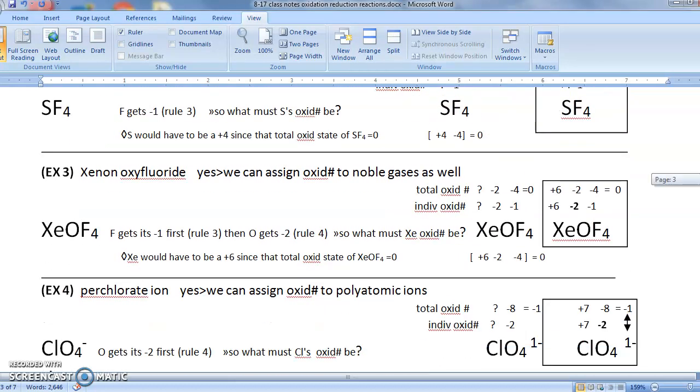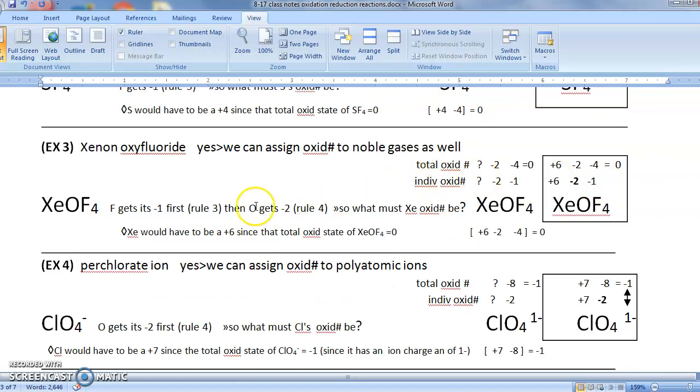Example number 3, xenon oxyfluoride. The formula is XeOF4. And yes, we can assign oxidation numbers to noble gases. Any atom in a compound can have an oxidation number assigned to it. How do we decide to go about assigning them? Well, our rules tell us that the most electronegative element gets its number first. Fluorine's a 4.0, oxygen's a 3.5, so fluorine gets its -1 first. Oxygen gets its -2 second.